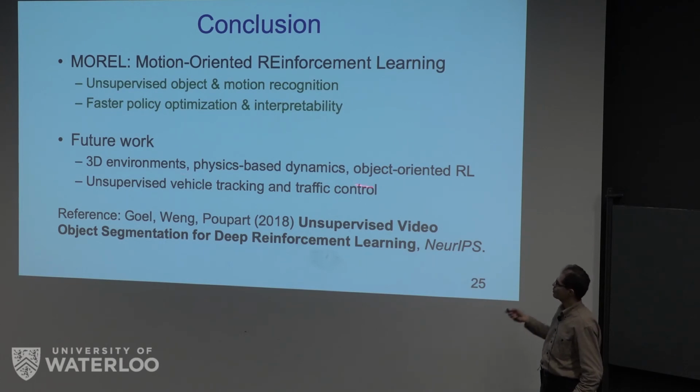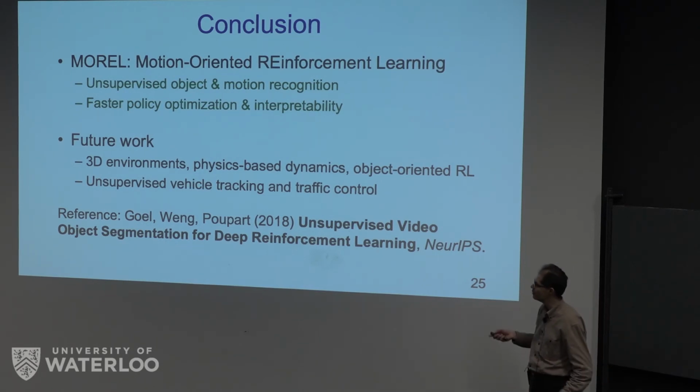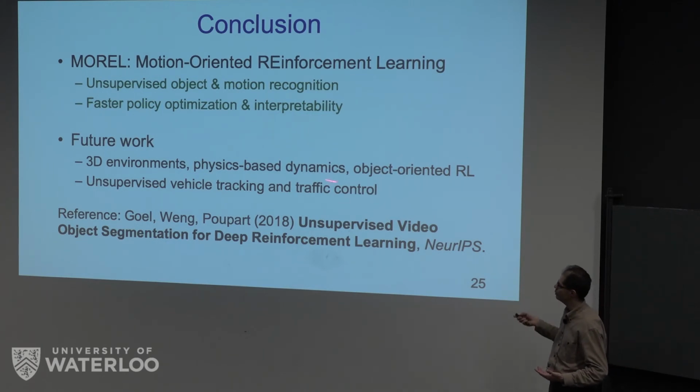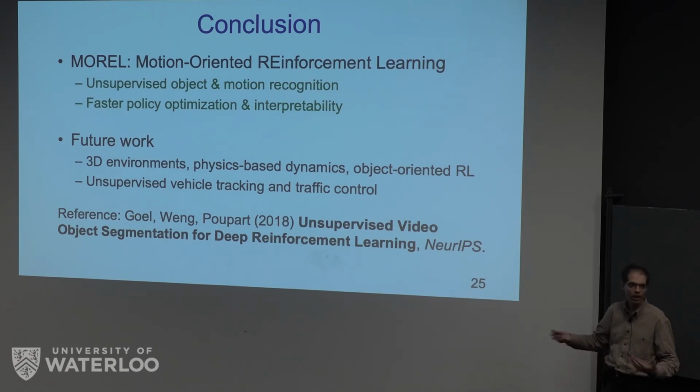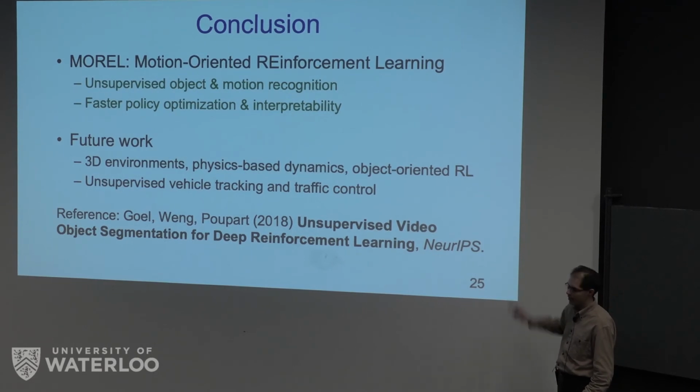Now, if you're not interested in video games, you might ask, okay, what is useful in life? Where could this be used? It could be interesting for unsupervised vehicle tracking. In fact, that's what this SFMNet was designed for in the first place. And then we could use reinforcement learning for traffic control. So this is an interesting direction in terms of real-life application for this work. Okay, and we've got, again, the reference here. So I'll stop here. I'll take any further questions.